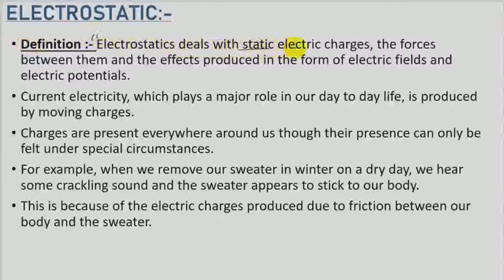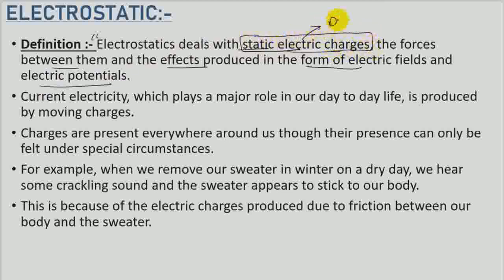Electrostatics deals with the static electric charges, the force between them and the effect produced in the form of electric field and electric potential. Electrostatics, only this chapter tells about properties of static electric charges. Movable state of electric charges are called dynamic electric charges. So what do you understand from electrostatics? Only you studied about properties of static electric charges.